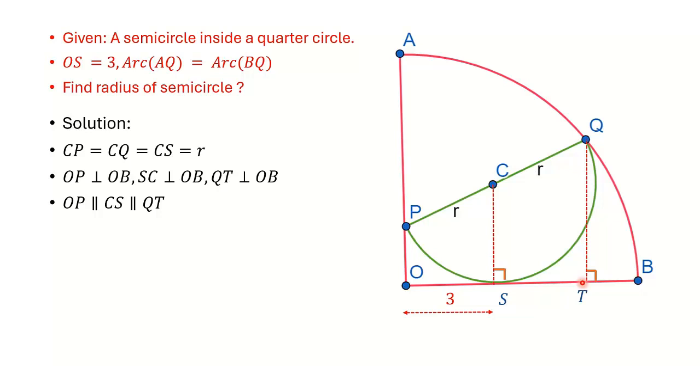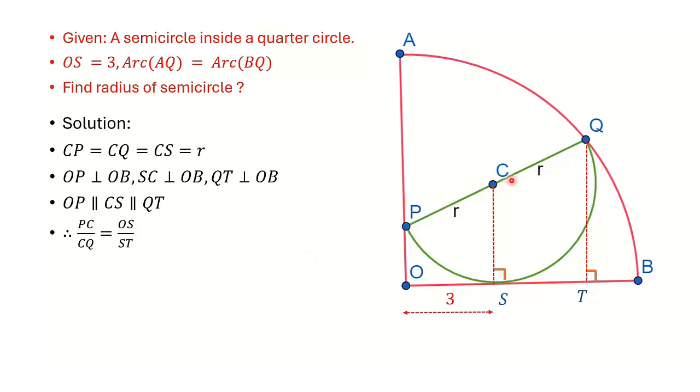Now I will use a theorem. This theorem says if we have several parallel lines and two lines are intersecting these parallel lines, for example in this case this is one line that is intersecting these three parallel lines and this is another line that is intersecting these parallel lines, then the ratio of segments is equal. This means PC divided by CQ is equal to OS divided by ST.